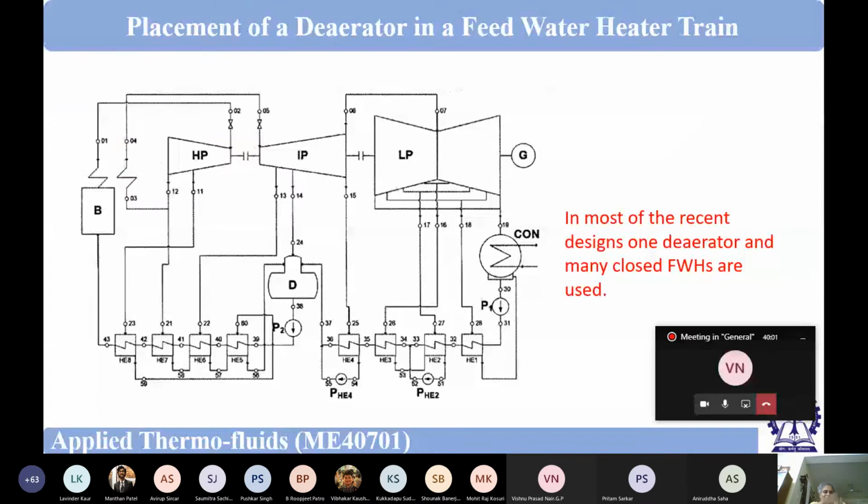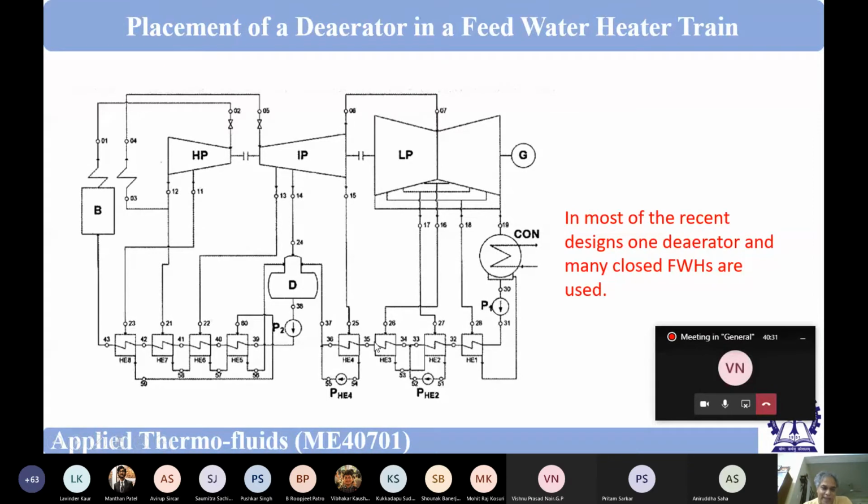So you see, this diagram we are going to spend some time on. It shows a moderately big steam turbine plant. So what we are having: a high pressure turbine, an intermediate pressure turbine, and a low pressure turbine. Quite a few things we can learn from here.